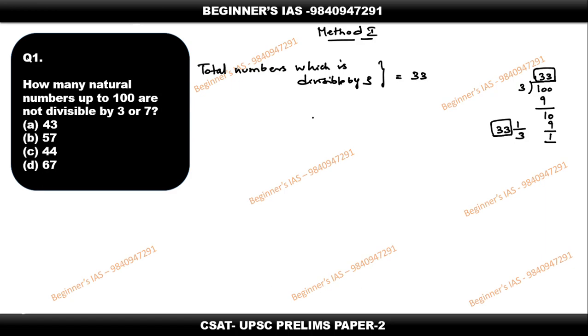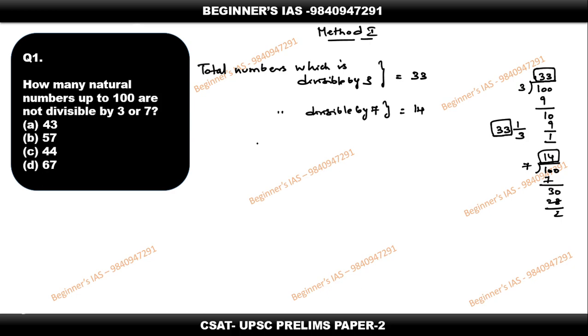Similarly, identify the total numbers which are divisible by 7. How to identify? Just a simple method: 100, 7 ones are 7, 3, 0, then 7 fours are 28, 2. Just take the integer part alone, therefore 14.